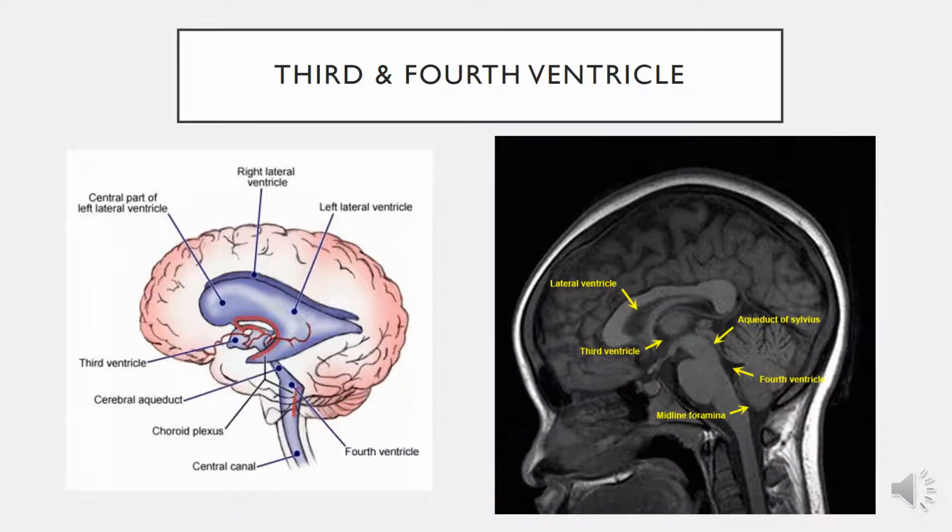The third ventricle is inferior to the body of the lateral ventricle, so just below. The third ventricle communicates with the fourth ventricle through the Sylvian aqueduct, or the aqueduct of Sylvius. Same thing, the pineal gland is just posterior to that third ventricle. The fourth ventricle is the most inferior and posterior of the ventricles. It kind of looks like a little triangle behind the brainstem.